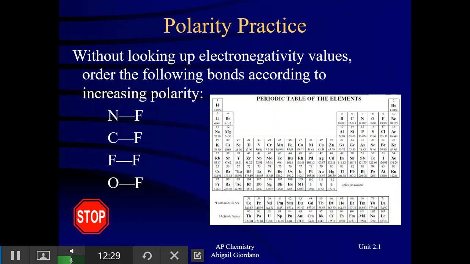So I've just put a periodic table image here just to give you a reference. It says, without looking up the electronegativity values, order the following bonds according to increasing polarity, meaning which one is the least polar, which one is the most polar. It's not about the electronegativity values, it's about the difference. So pause the video, see if you can figure this one out.